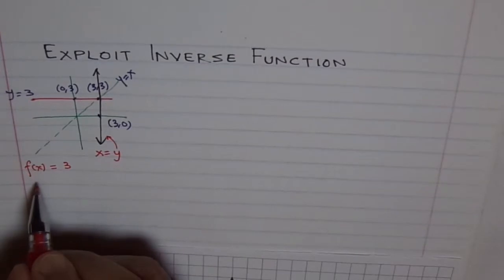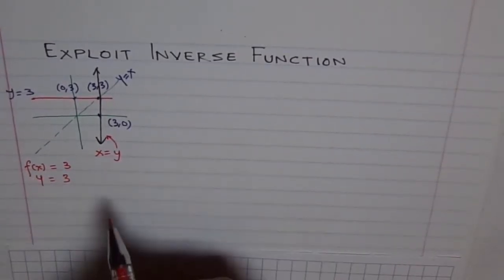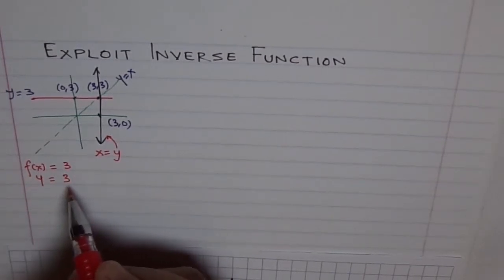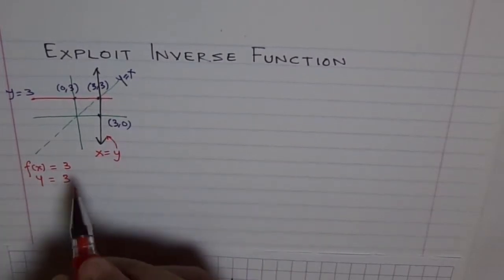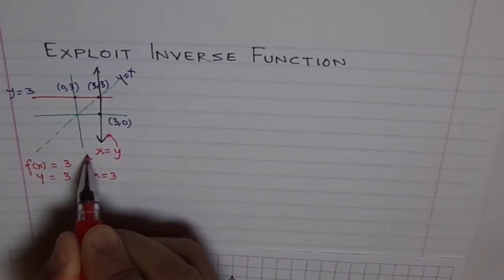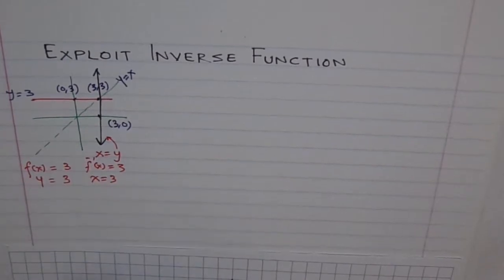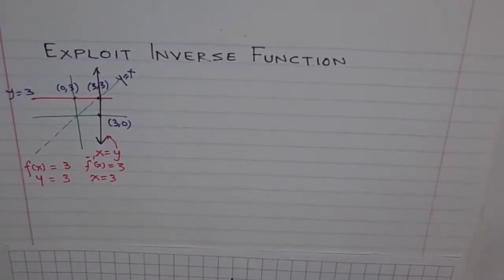Now to find the inverse, we convert this to y equals 3, and then we flip x and y. There's no x here, so just replace y with x and we get x equals 3. And we say f inverse of x is equal to 3. Thus, our horizontal line gets transformed into a vertical line when we find its inverse.